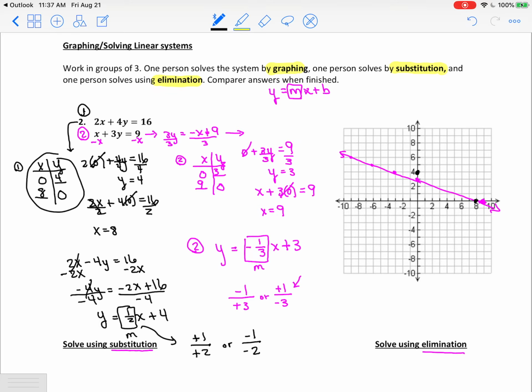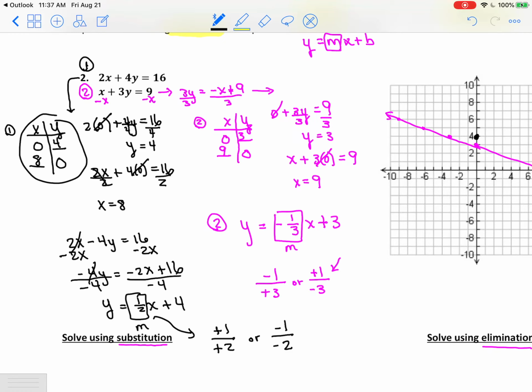Okay, so I'm going to go up 1. That's not right. Something happened here. What did I do? A couple things I think I did. Negative 4. Negative 2 plus 4. I wrote it wrong. Man, I need to be super duper careful here. It just goes to show.